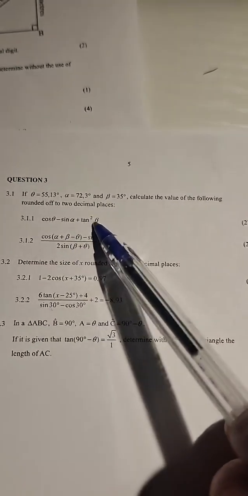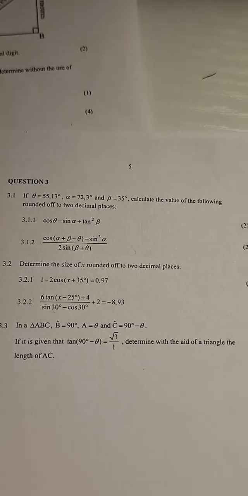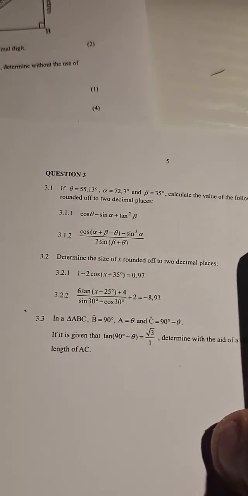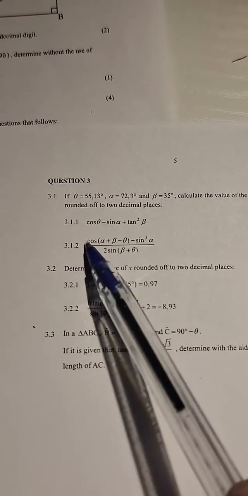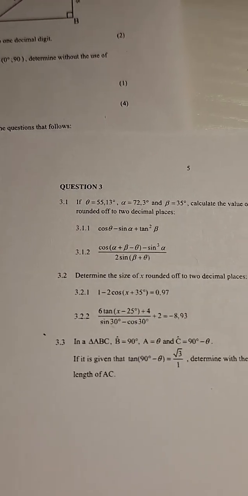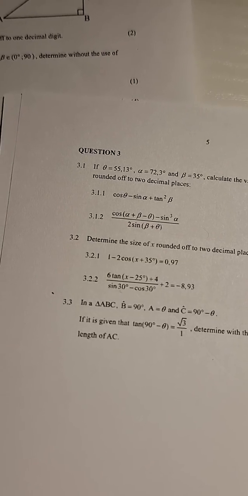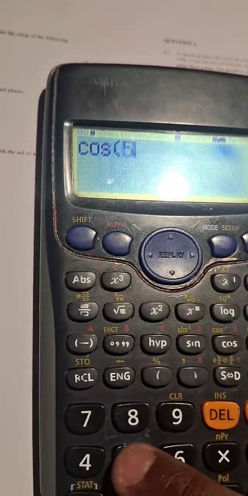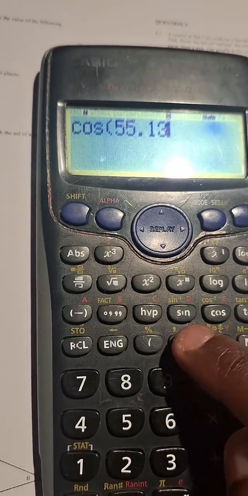This is doing your calculations. They're checking your calculator skills here. And if you are not very sharp, it becomes problematic. You come here, you substitute 55,13. So you will need to make sure that when you are doing things on your calculator, you are doing them accurately. So I would say, obviously, cos, you go and substitute 55,13.